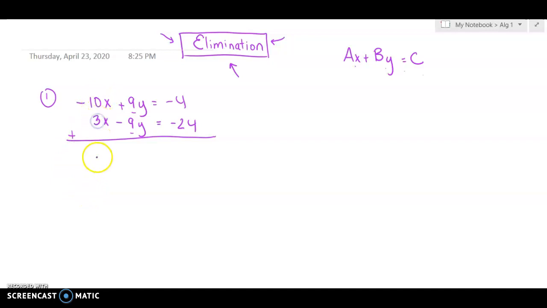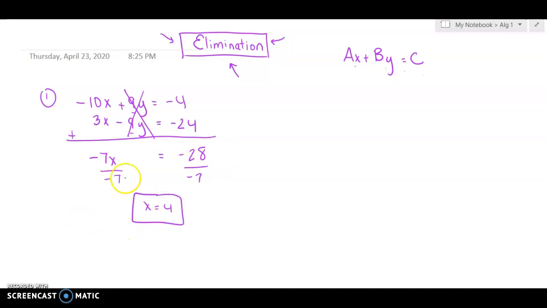Once you have the same number but opposites, you add the two equations together. Negative 10 plus 3 is negative 7x. The 9y and the negative 9y cancel. Equals negative 4 and negative 24 is negative 28. And now we just solve for x. So negative 7 times x, divide to undo it. You're going to get x equals 4.